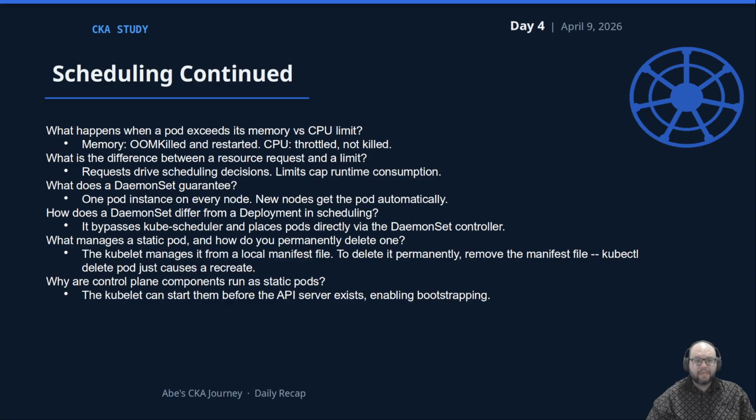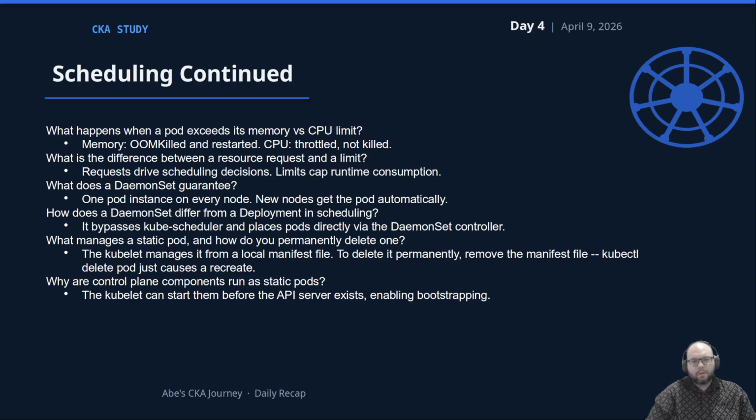Now, what manages a static pod and how do you permanently delete one? The kubelet manages it from a local manifest file, specifically in /etc/kubernetes/manifests. And to permanently delete it, you need to delete the actual manifest YAML file on disk. If you attempt to do a kubectl delete pod, the kubelet will just restart it. So really, you have to delete the YAML file or move it out of that directory in order for the kubelet not to restart it and remove the pod.